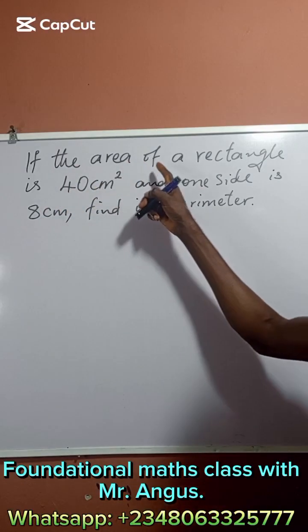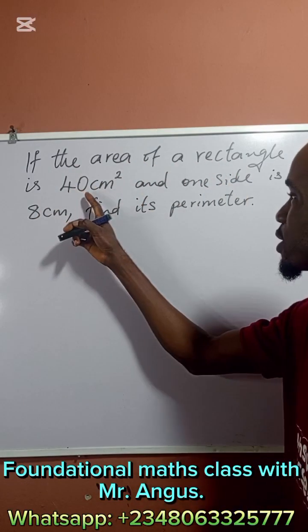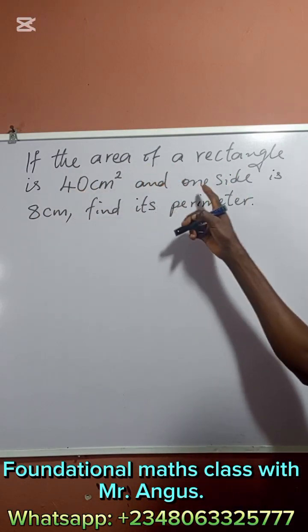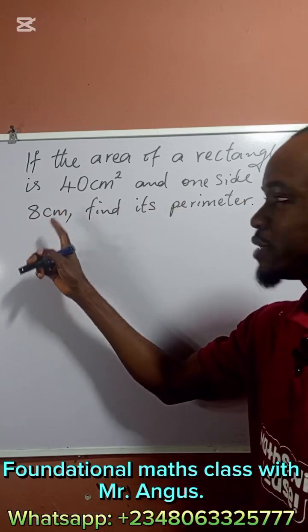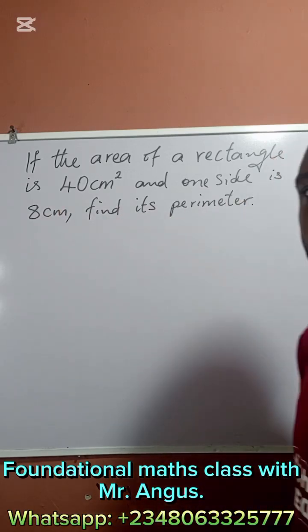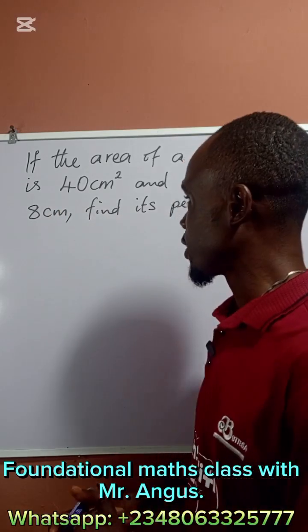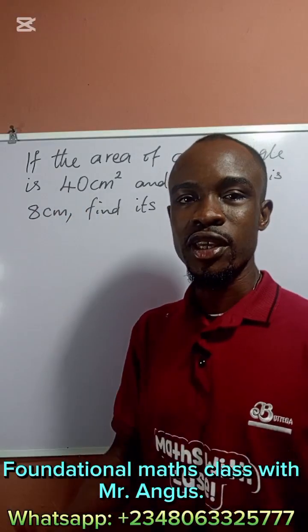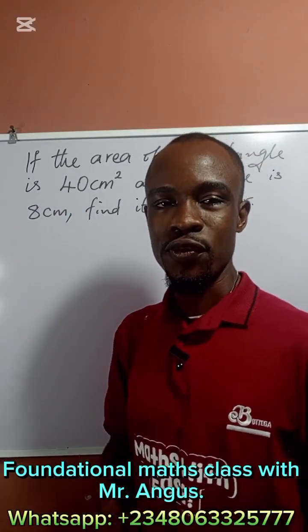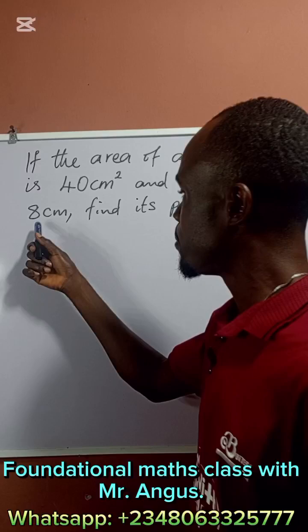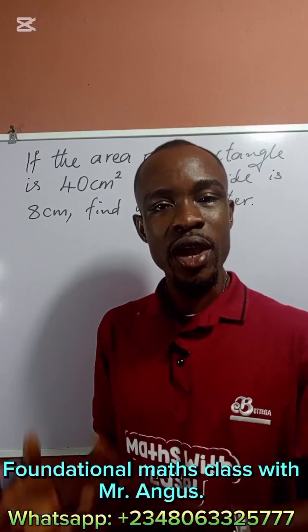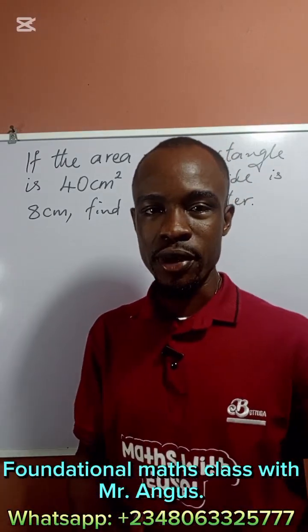If the area of a rectangle is 40 centimeters squared and one side is 8 centimeters, find its perimeter. One side of this rectangle is given and the area is also given. Then what about the second side of it? We don't know what it is. And mind you, this side that is given, we are not told whether it is the length or the breadth.